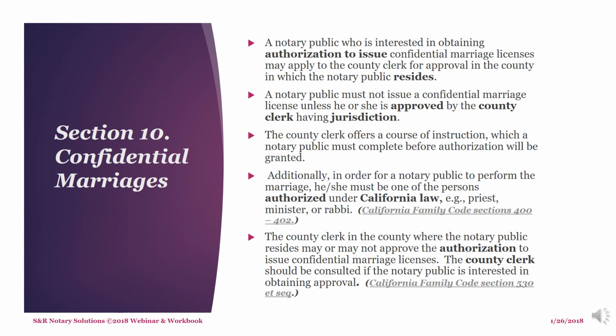Additionally, in order for a notary public to perform the marriage, he or she must be one of the persons authorized under California law, such as priests, ministers, or rabbis. The county clerk in the county where the notary public resides may or may not approve the authorization to issue confidential marriage licenses. The county clerk should be consulted if the notary public is interested in obtaining approval.